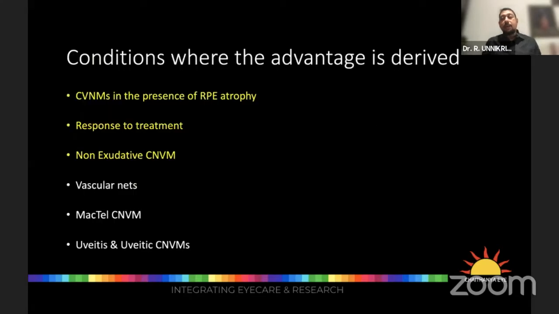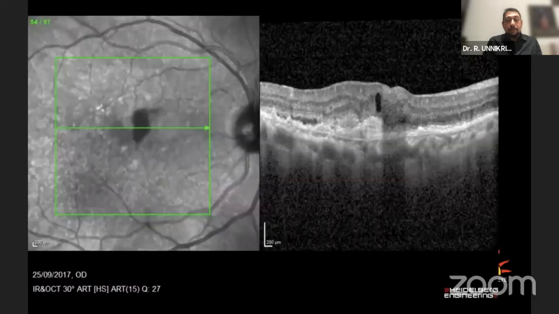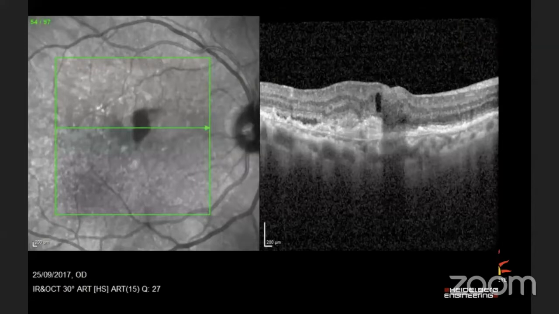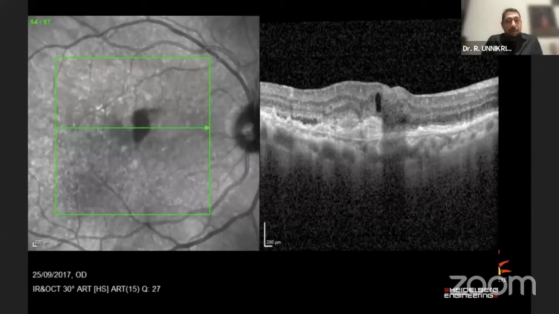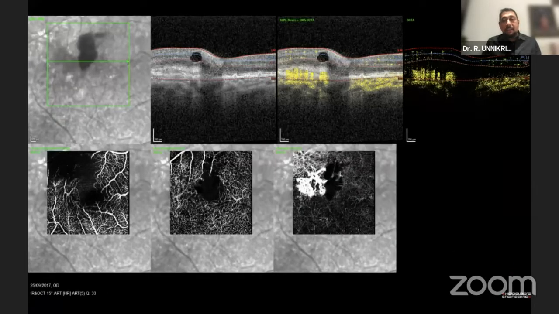The conditions where a wonderful advantage is derived are CNVMs in the presence of atrophy, response to treatment, and non-exudative CNVMs in AMD. I'd like to show you this picture. You see a membrane over here and the corresponding picture. But instead of the FA, what is wonderfully brought out is the exact vasculature of the membrane, as you can see in the OCTA image over there.